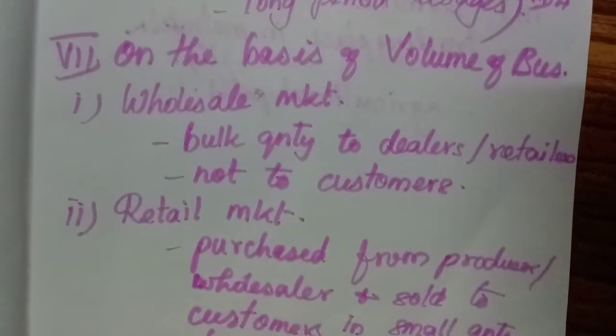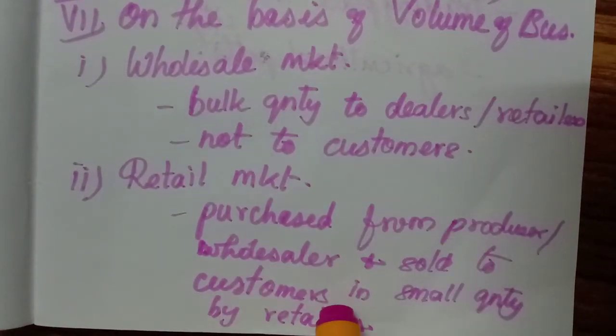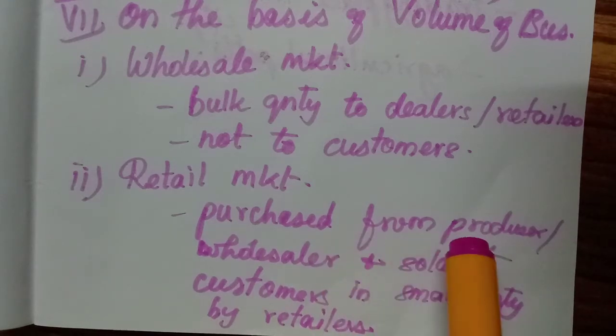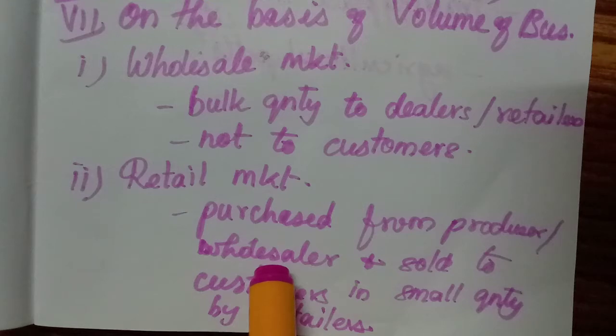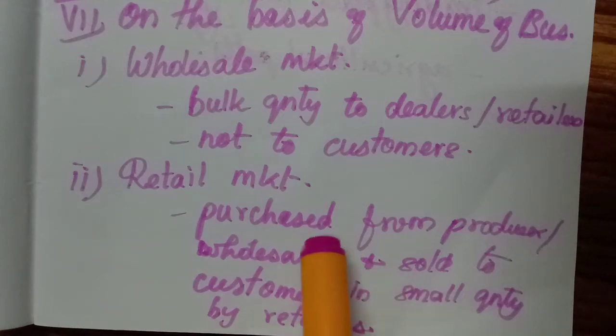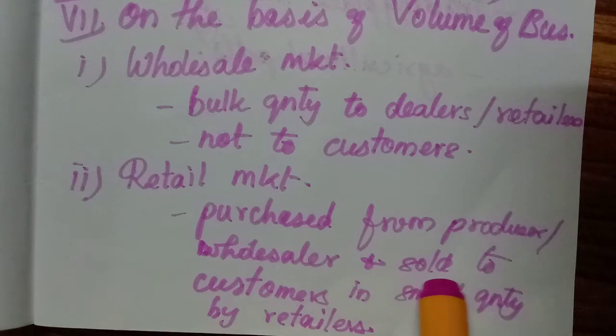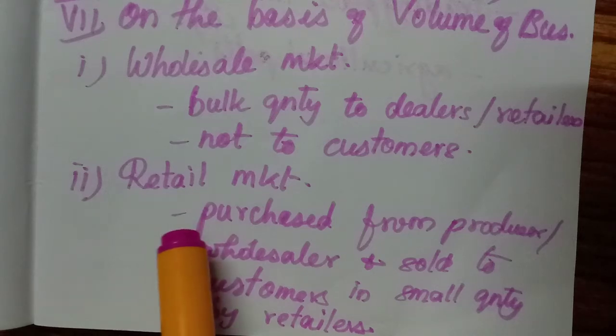Then in the retail market, the retailers will purchase from whom? Either from the wholesalers or from the producers, or the manufacturers. They will buy from them in little bulk quantity, but they will sell to the customers in small quantity. That is why they are called the retail market.